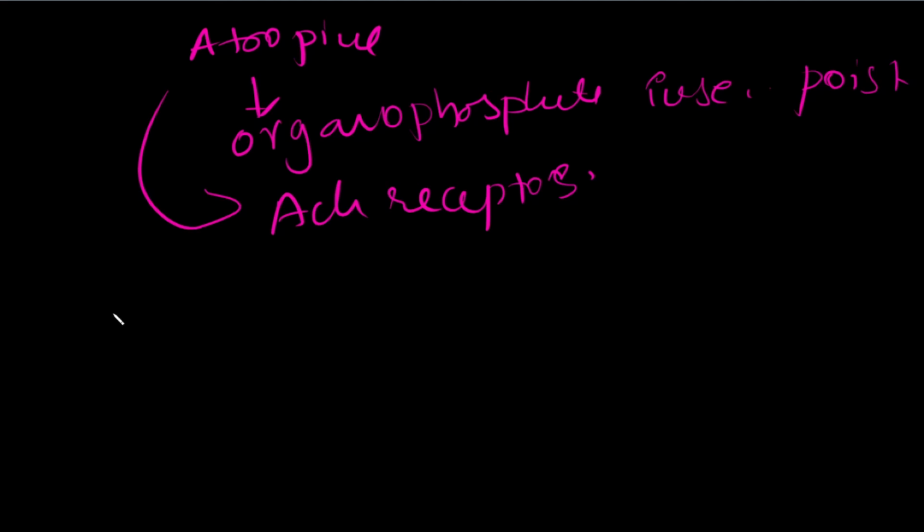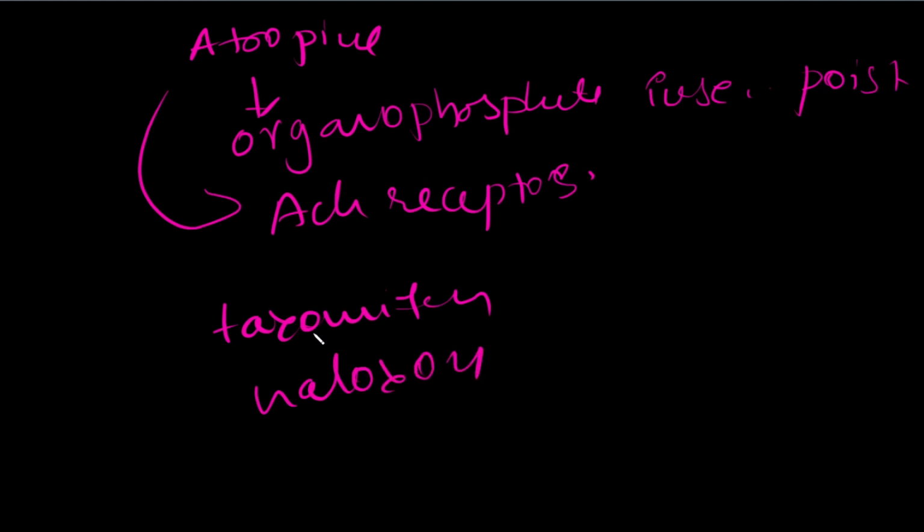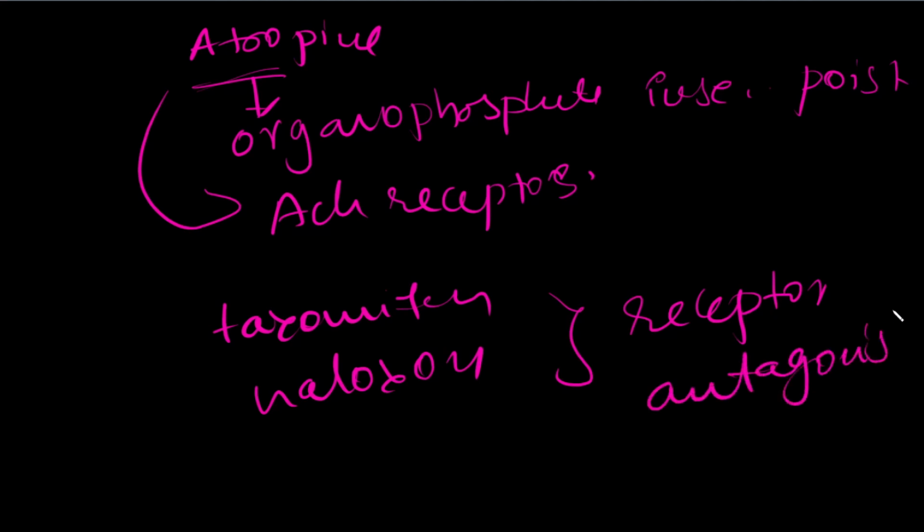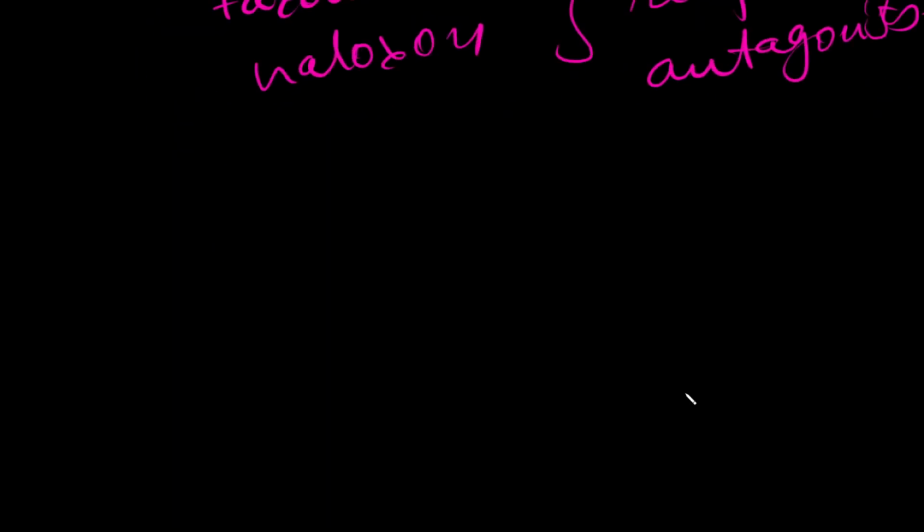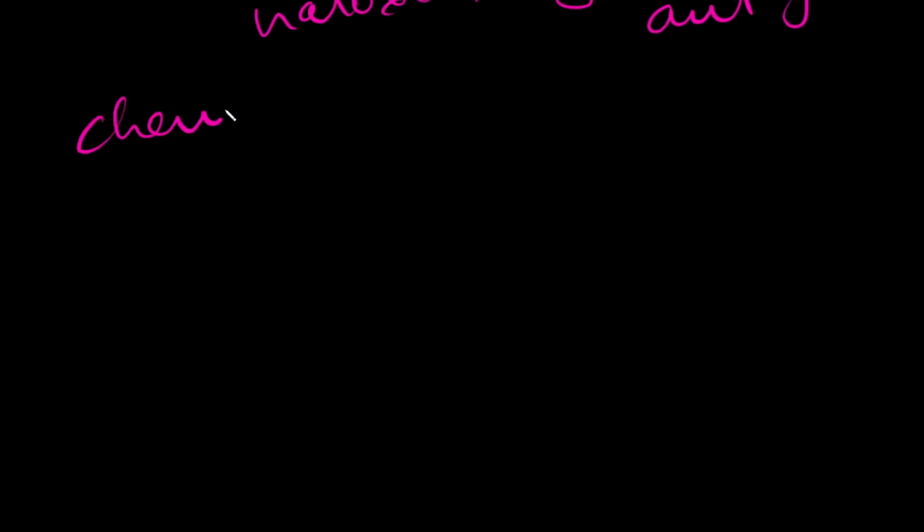So all these examples that we have seen so far, tamoxifen, naloxone, and atropine, are examples of receptor antagonists. There are also chemical antagonists.